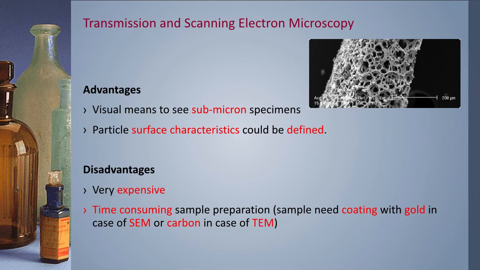But the disadvantage is that it is very expensive. The transmission and scanning, both of them are huge equipment and still expensive. Not all research labs can have the same equipment. The other problem is time consumption. To prepare your sample, you have to coat it with certain material. In the case of transmission electron microscope, you have to coat your sample with carbon, which takes about half an hour or 1 hour for each sample. The same also for scanning electron microscope. The sample should be coated with gold, which is again expensive and again time consuming.